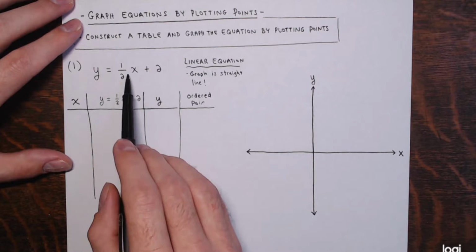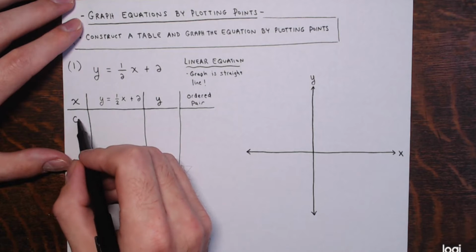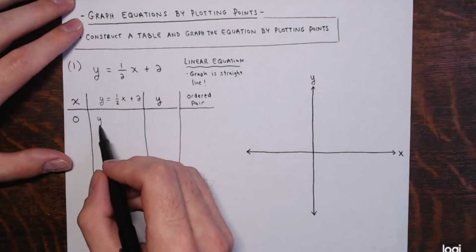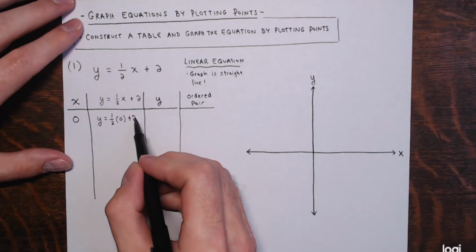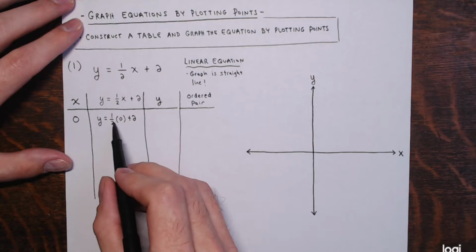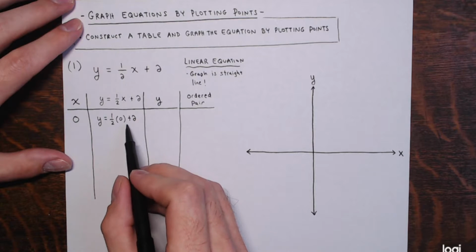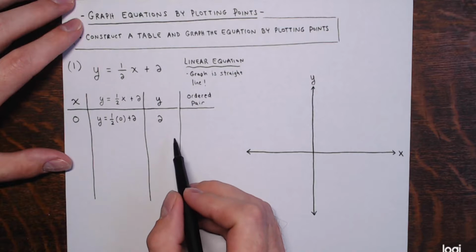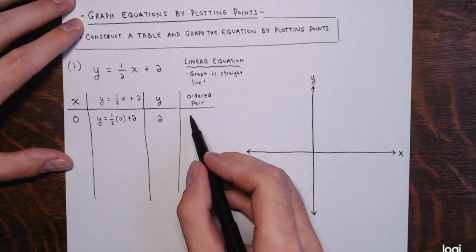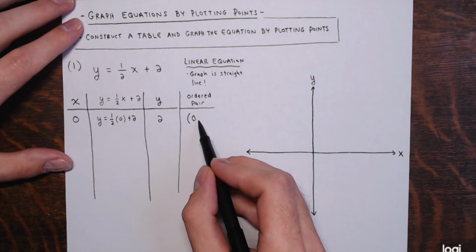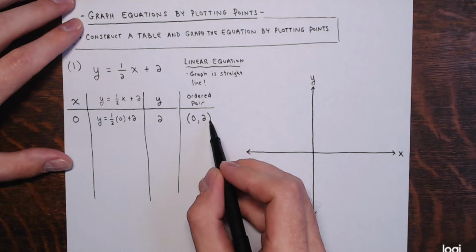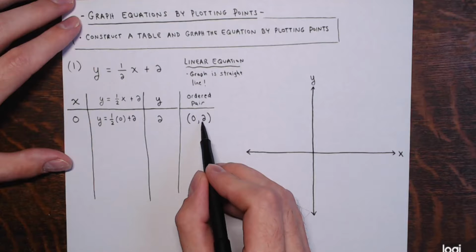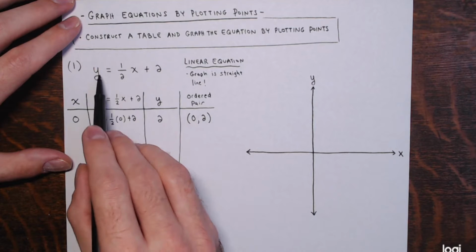Alright, so an easy one would be if x were 0. If x were replaced with 0, you'd have y equals 1/2 times 0 plus 2. Half of 0 plus 2 is 0 plus 2. So y equals 2. And so the ordered pair, the point I'm going to be plotting, is 0 for x. Remember, the x coordinate comes first in the ordered pair. And then 2 for y. And that ordered pair is a solution of this equation.